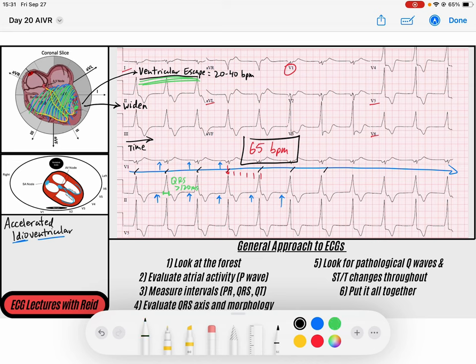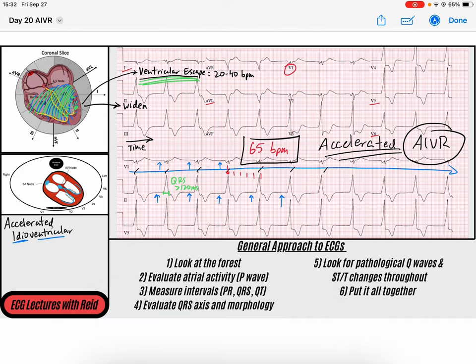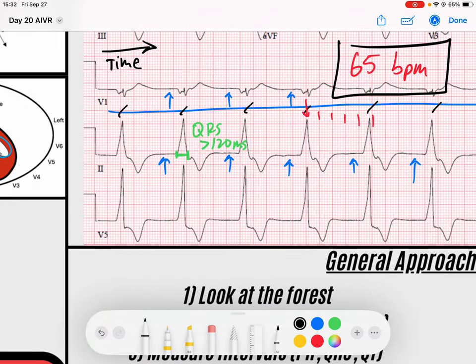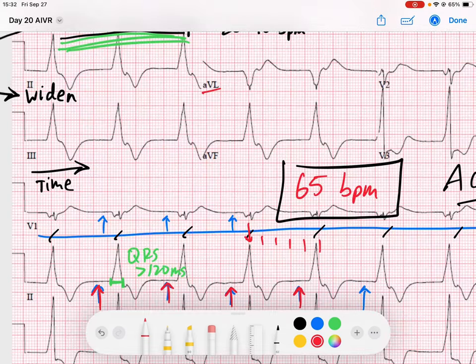So that is why we would call this an accelerated idioventricular rhythm, AIVR, right? So remember, when you see these wide complex rhythms, you need to really understand the physiology and explain why this is occurring. We know that this rhythm is not being driven by the atria because we've scanned through a lot of leads and looked for sinus or ectopic P waves to drive the rhythm. We've got a wide complex QRS.